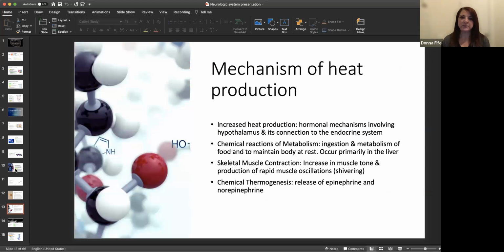Mechanisms of heat production. Increased heat production, there's hormonal mechanisms involving the hypothalamus and its connection to the endocrine system. Chemical reactions of metabolism. There's ingestion and metabolism of food and to maintain the body at rest. And this occurs primarily in the liver. Skeletal muscle contraction, there's an increase in muscle tone and production of rapid muscle oscillations, also known as shivering. And there's chemical thermogenesis, which is the release of epinephrine and norepinephrine.